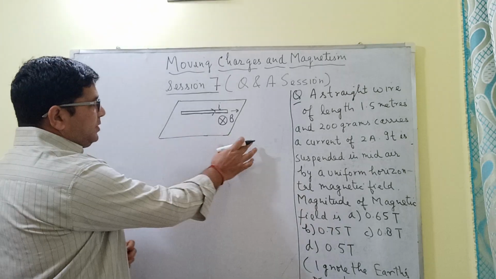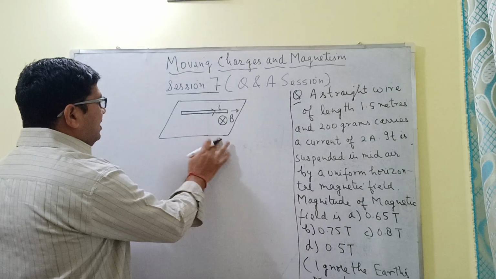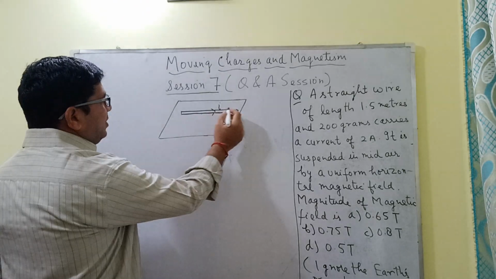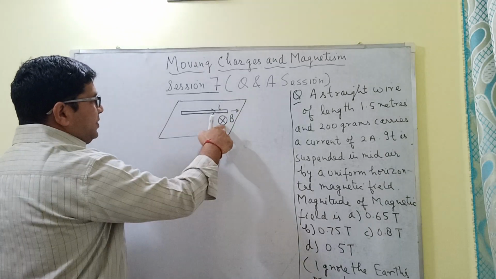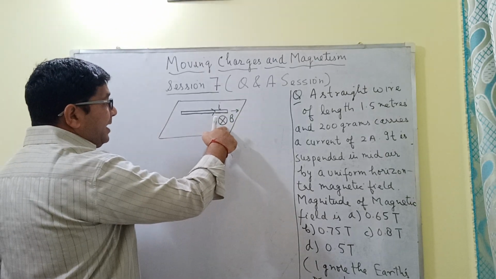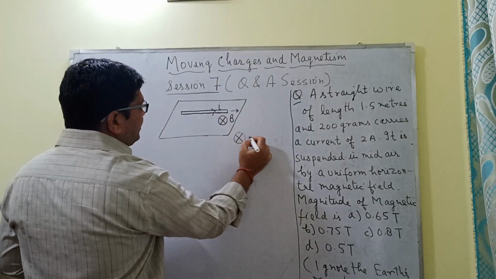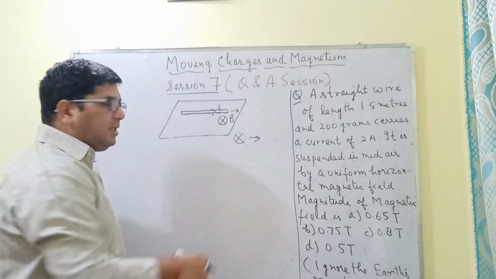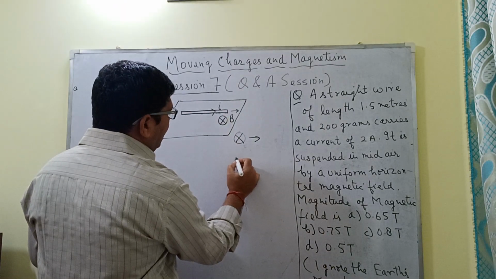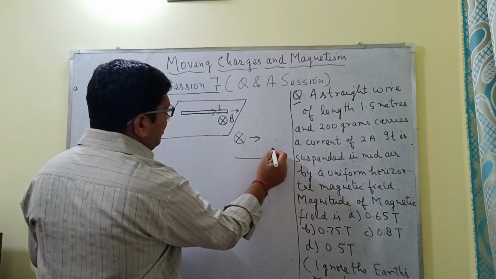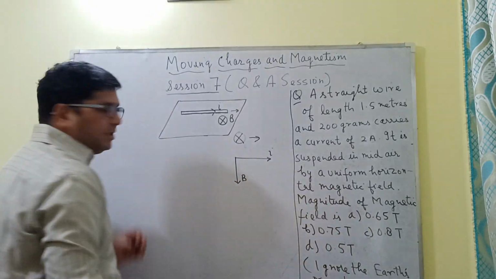Now this is a figure which was already provided along with this question. In this figure, this is a rod in which the current is flowing in this direction, and this symbol indicates that the magnetic field is directed into the plane. So the direction of the current is like this, and the magnetic field is directed into the plane.